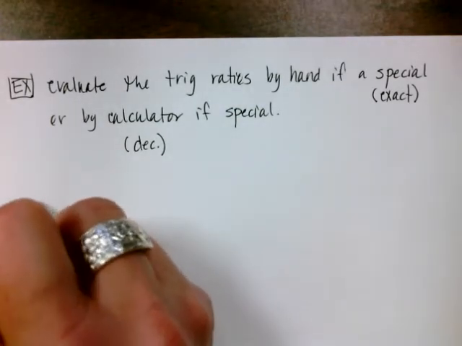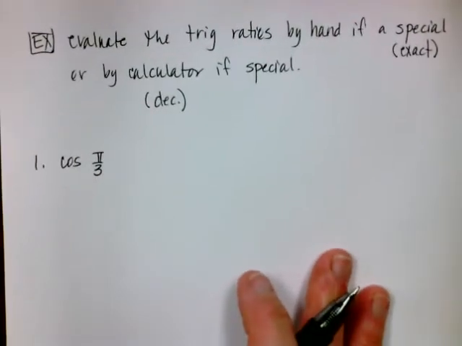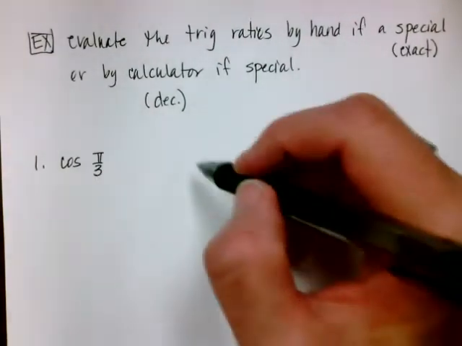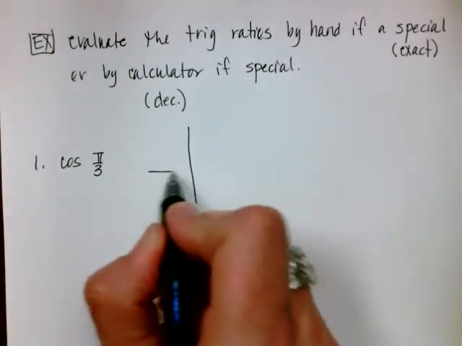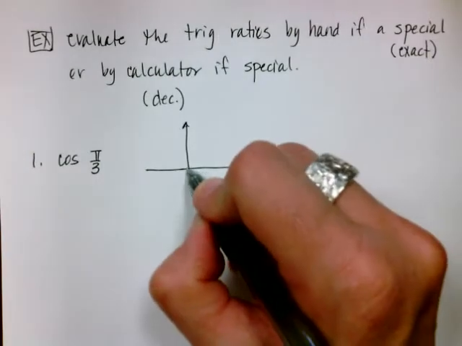So the first problem is the cosine of pi over 3. So I want to find the cosine of pi over 3. Pi over 3 is 60 degrees. That's one of our specials, so I'm going to draw the picture. This is imperative that you do this.